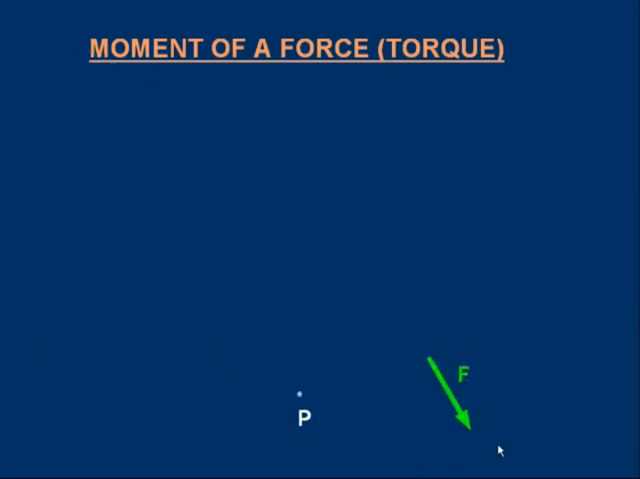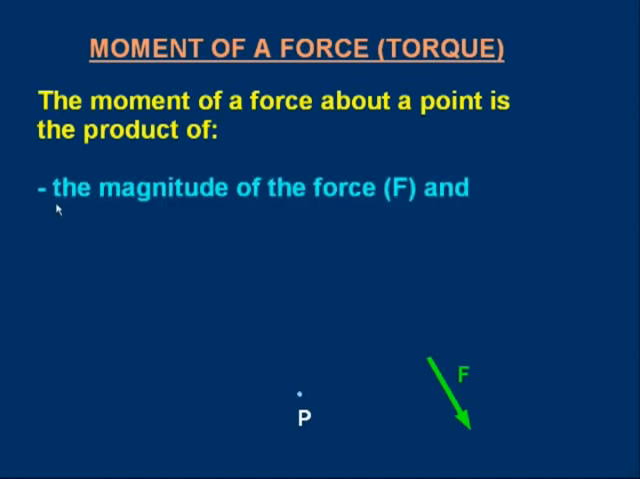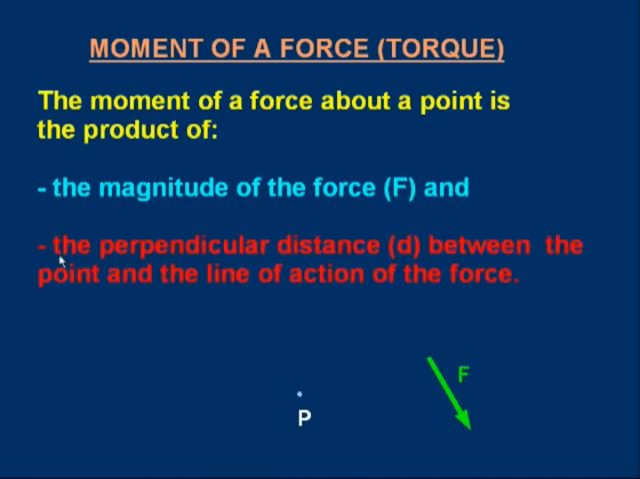So let's get the definition. We have the force and the point, which could be anywhere. So the moment of a force about a point is a product of, we multiply two things. That is the magnitude or size of the force, and this is important, the perpendicular distance d between the point and the line of action of the force. Important.